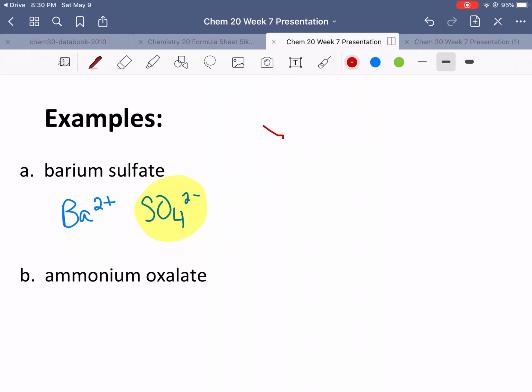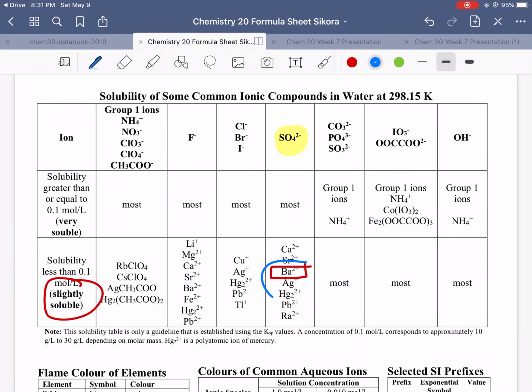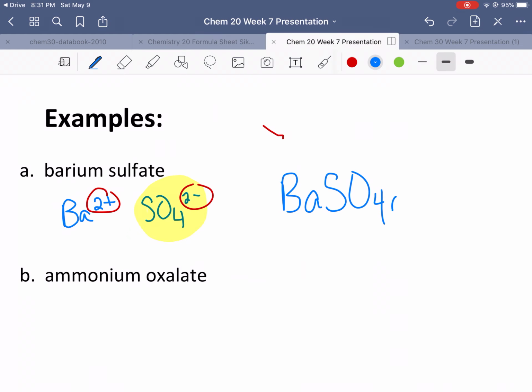Look at the charges. We have a 2+ and a 2 negative. You should not do drop and swap. We need to do lowest terms. You need one of each to make this work here. So we'll have BaSO4, and because it was here that it was located, we're going to have that as a solid.